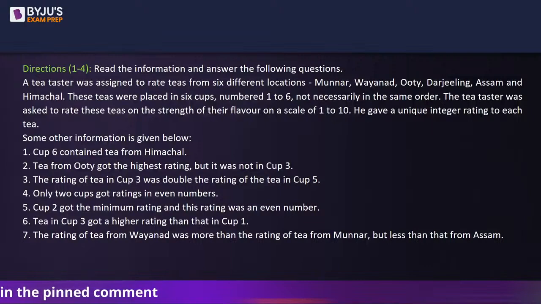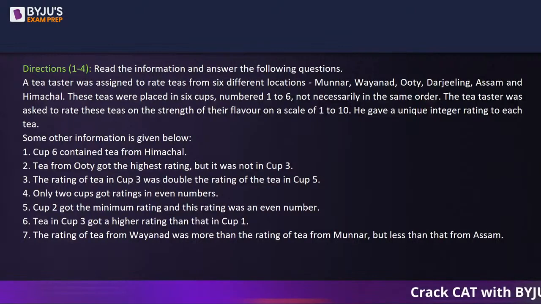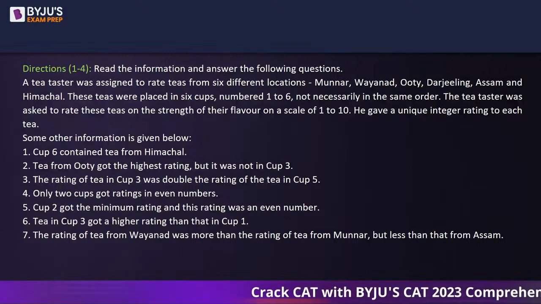Cup 6 contained tea from Himachal. Tea from Ooty got the highest rating, but it was not in cup 3. The rating of tea in cup 3 was double the rating of the tea in cup 5. Only 2 cups got ratings in even numbers. Cup 2 got the minimum rating, and this rating was an even number.